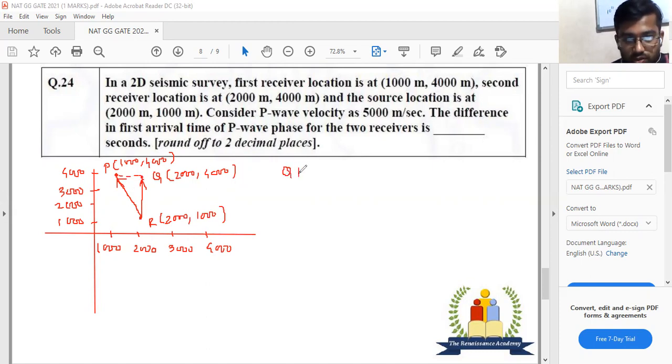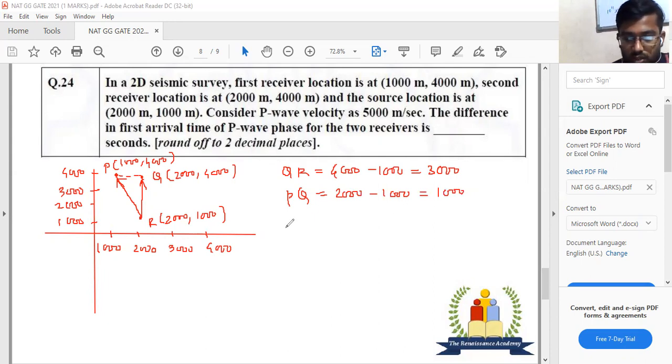First calculate the distance QR. Distance of QR is measured on the y-axis, which means 4000 minus 1000. From the graph we can calculate the distance, that is 3000. Then calculate PQ. Now PQ is measured on the x-axis, so 2000 minus 1000. We will get 1000.